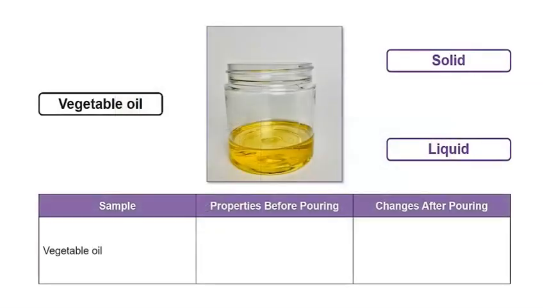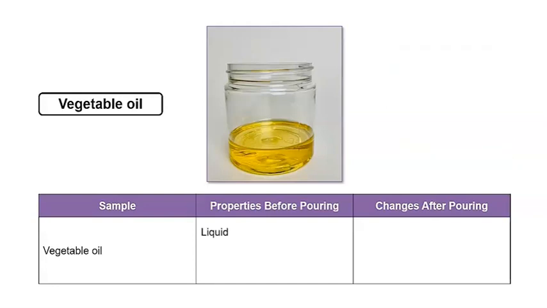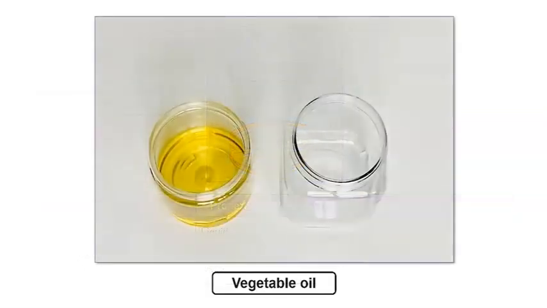The vegetable oil is a liquid. What else do you notice about the properties of the oil before pouring? The oil is yellow and it looks short and round. The surface of the oil is flat. Let's see what happens when we pour the oil into the second container.